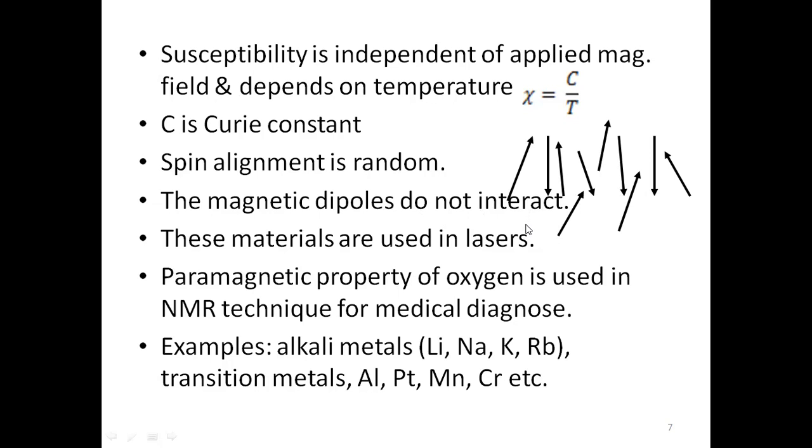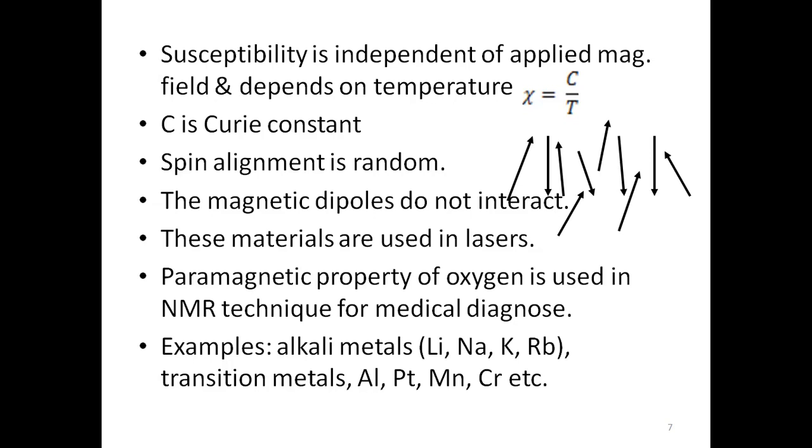and due to which they are used in lasers, and also the paramagnetic property of oxygen is used in NMR technique for medical diagnosis. So these are a few applications. In diamagnetic materials, they are used in superconducting applications. And what is the use of paramagnetic material? Why should we study them? Because they are used in lasers, and also for medical purposes, the NMR technique for diagnosis. For medical diagnosis we use paramagnetic materials, right?